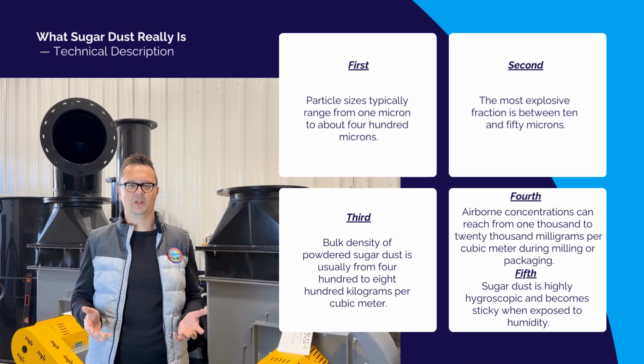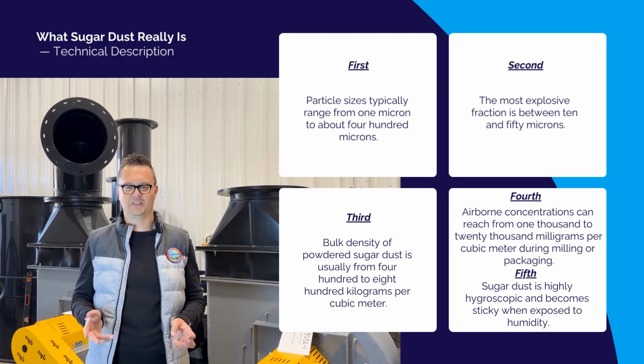Fourth, airborne concentrations can reach from 1,000 to 20,000 milligrams per cubic meter during milling or packaging. Fifth, sugar dust is highly hygroscopic and becomes sticky when exposed to humidity. Sugar dust may look like powder, but chemically it behaves like fuel.